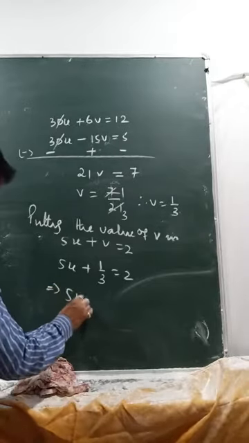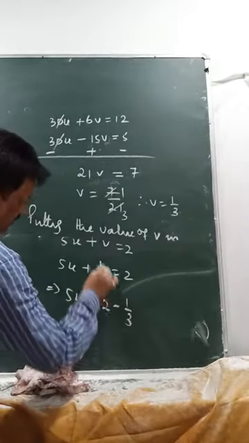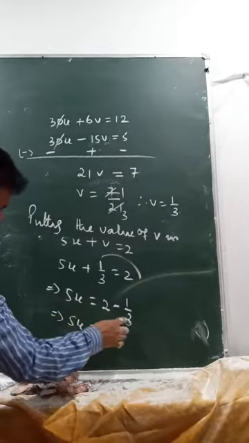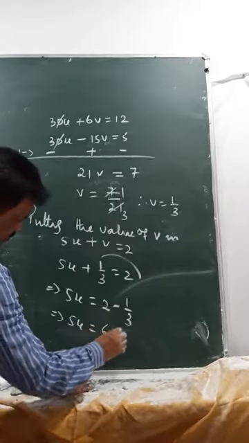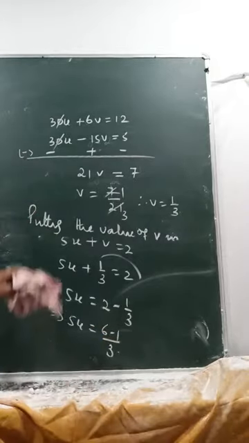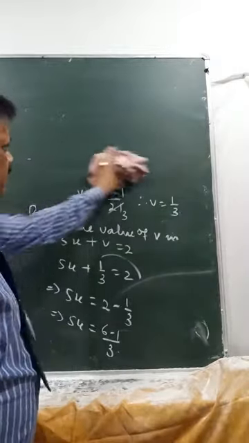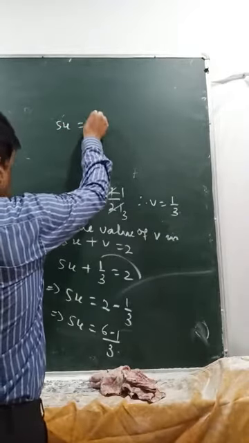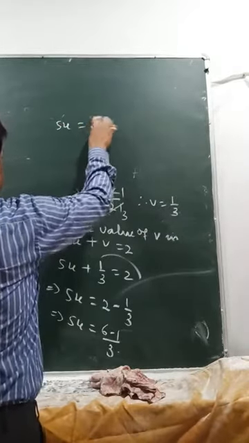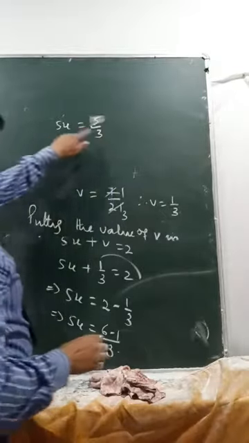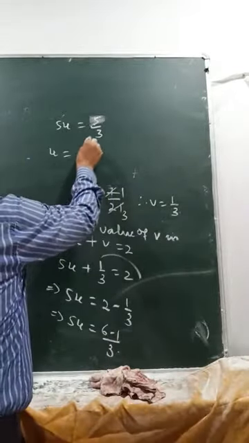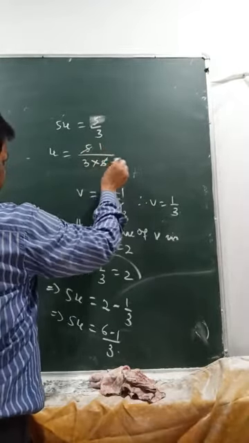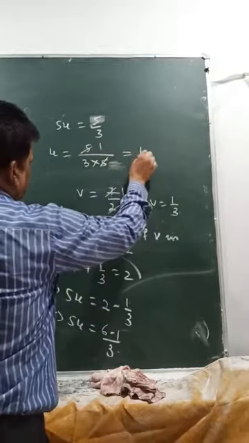This implies 5u equals 2 minus 1 by 3. This will come to this side. This implies 5u equals 2 times 3 is 6, minus 1, by 3. Okay, then 5u equals 5 by 3. This 5 will come down. u equals 5 by 3 into 5, so 1 by 3.